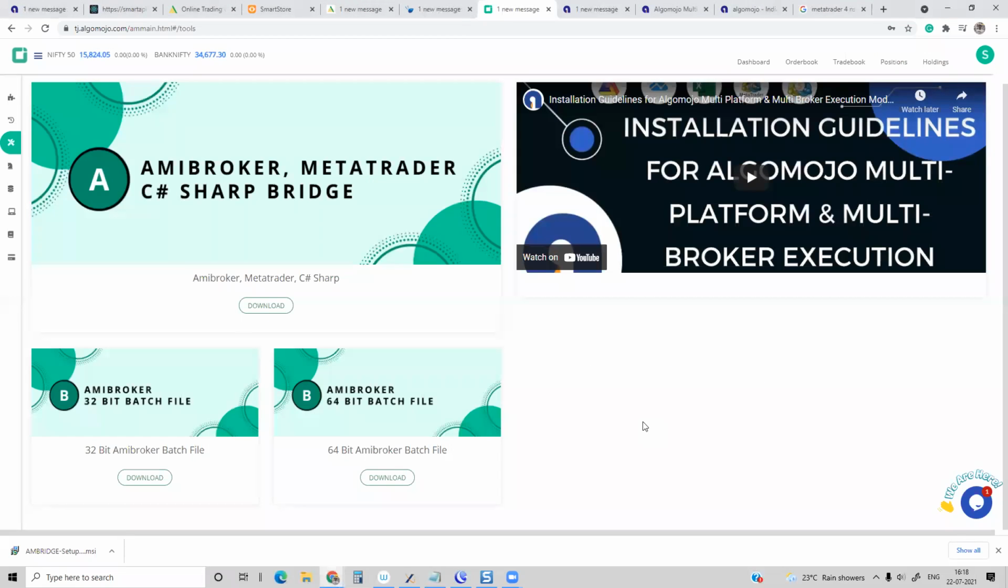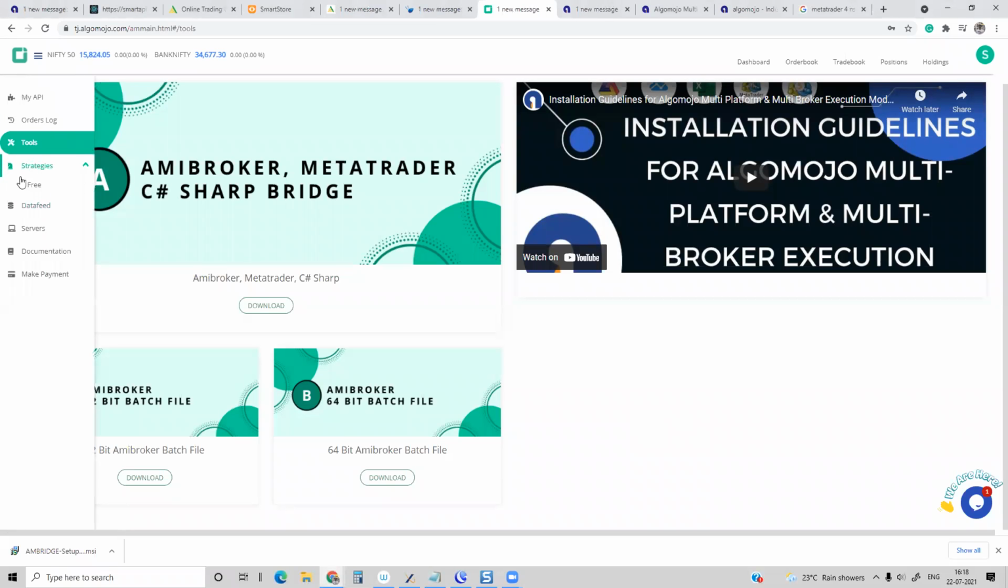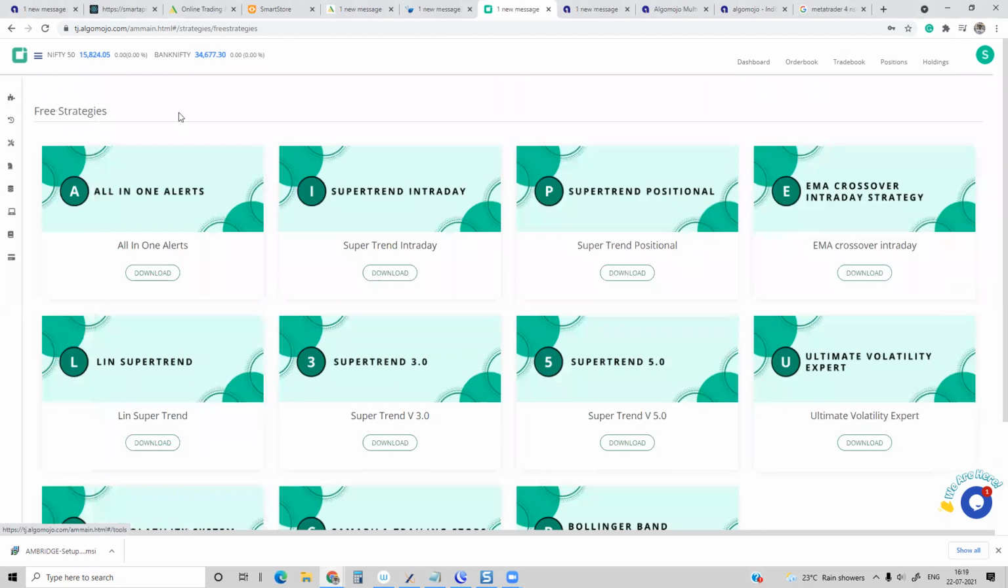All right, now coming back. Apart from that, you also get access to the strategies as well. As of now, strategies like AmiBroker strategies have been listed over here. Going forward, we are slowly building our MT4 library as well, so you'll be finding more and more MT4 applications from here.